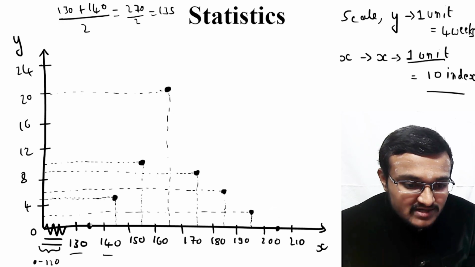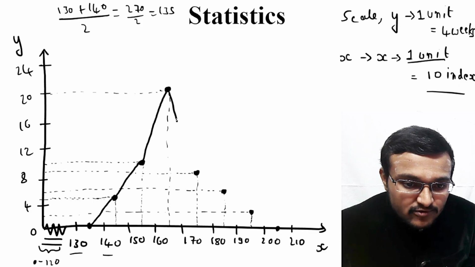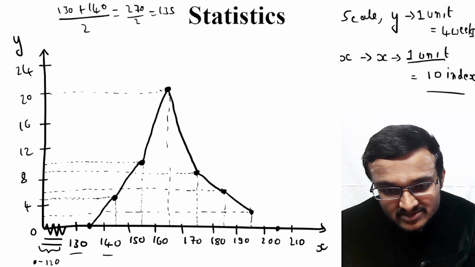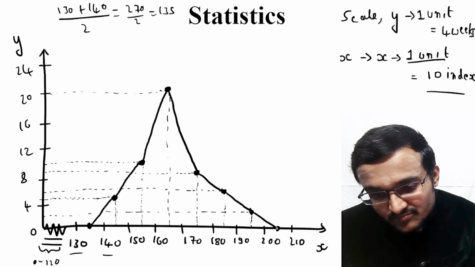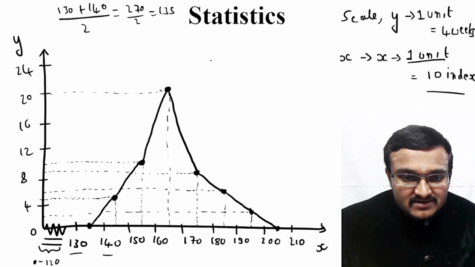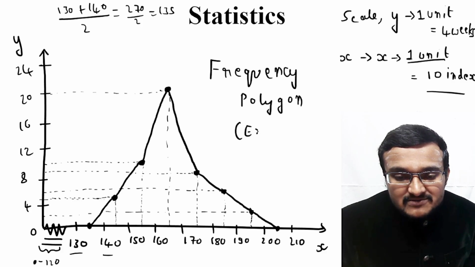So now you can go on connecting the points. From the first point to the second point, second to third point, third to fourth point, fourth to fifth point, fifth to sixth point, sixth to seventh point, and at last you can complete the polygon like this. So this is the frequency polygon for example 5.